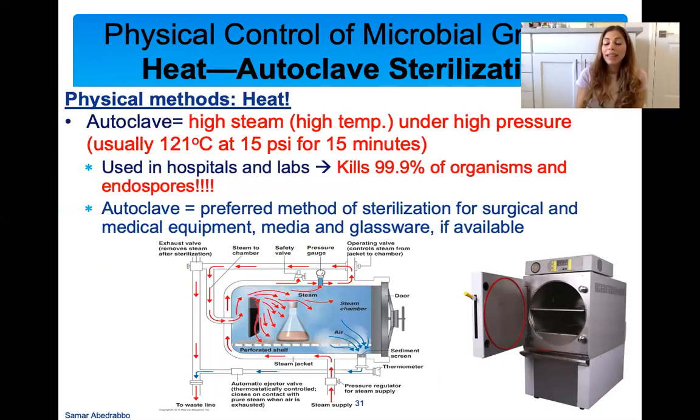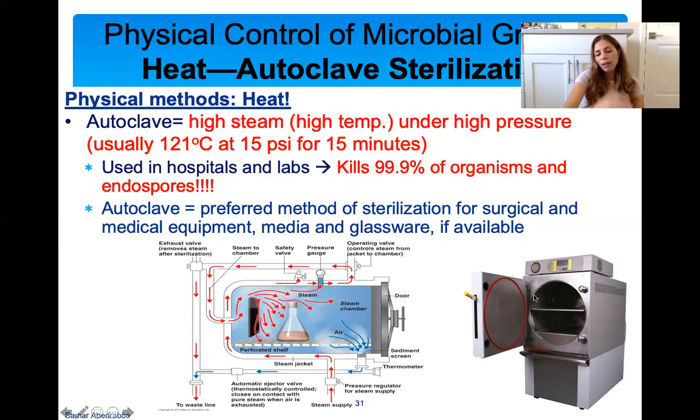Another physical way that we control microbial growth is through the autoclave. I want everyone to know what an autoclave is. An autoclave typically looks like this. It's this machine that we see in research labs and hospitals. These machines go up to very, very high temperatures with very, very high pressure. This high temperature, high steam, high pressure will sterilize. Remember the word sterilization. They will kill all microbes and endospores. So they're used in hospitals and labs, and they kill about 99.9% of organisms and endospores.